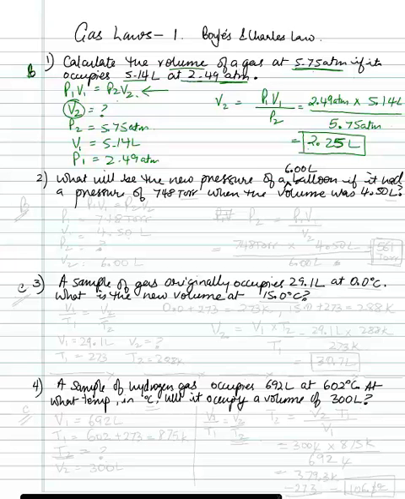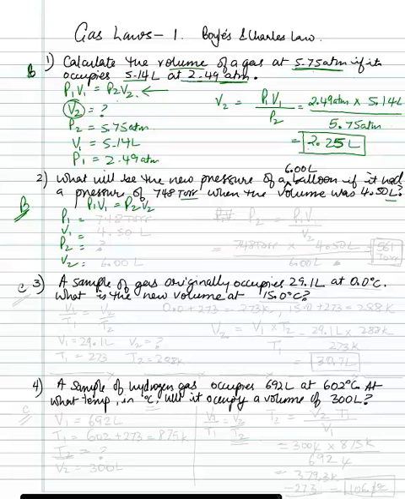Okay, the next one: what will be the new pressure of a 6 liter balloon if it had a pressure of 748 torr when the volume was 4.50 liters? Again, the relationship here is between torr and liters, which means that this is also Boyle's law. So again, P1 V1 is equal to P2 V2. That's going to be our equation. And again, we go ahead and write out our P1 V1 and then P2 V2 values. Okay, so initials and finals.